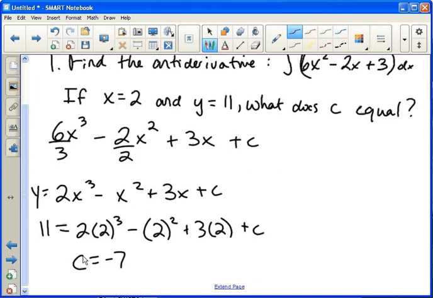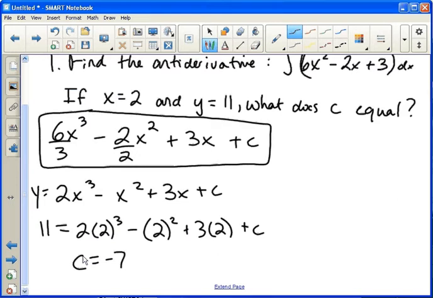What we're working towards, though, is what's called a particular solution. When you just take the antiderivative and leave it just like it was, like I'm highlighting right here, that's called the general solution to the antiderivative. What we're working toward is the particular solution. All that means is you have a value for c. So the particular solution for this would be 2x cubed minus x squared plus 3x minus 7. So I plugged in -7 for the c. This would be my particular solution.